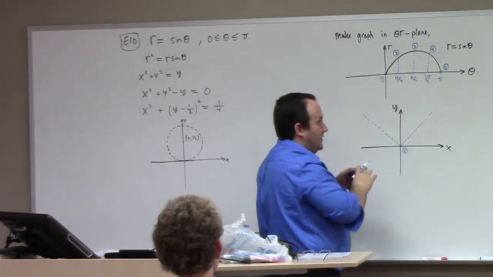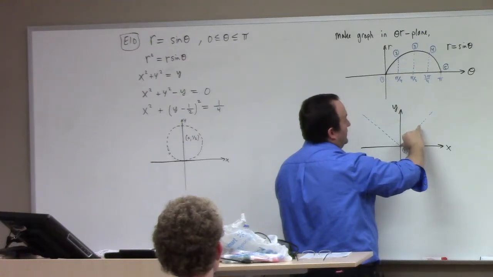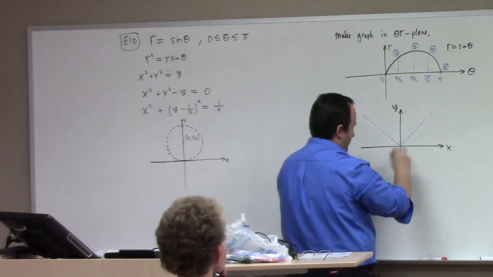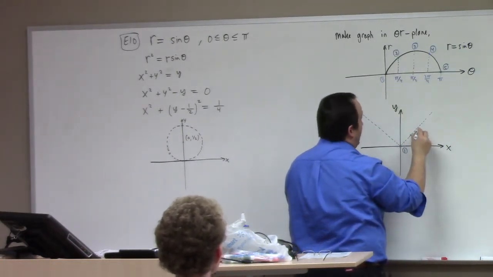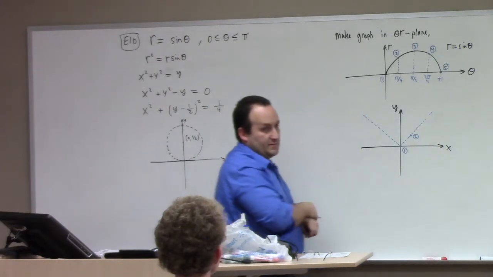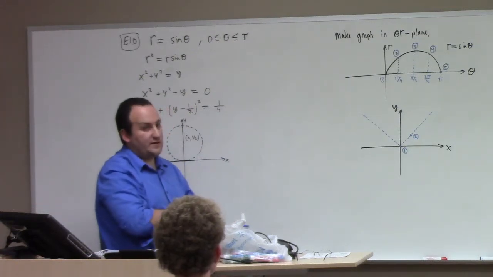Okay? So point 2 would give me, roughly speaking, I mean, I can even do it to scale if I want to. I don't always insist on that, but there's 2. It's at pi over 4, and it's 1 over root 2 away from the origin. How about 3?